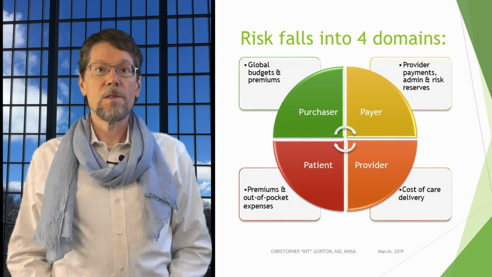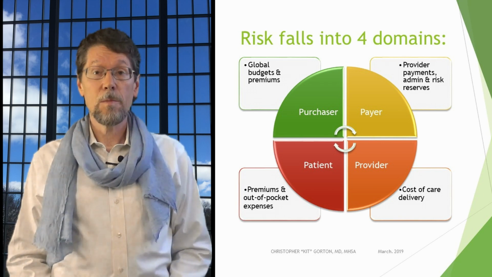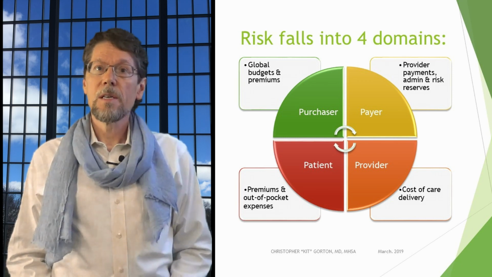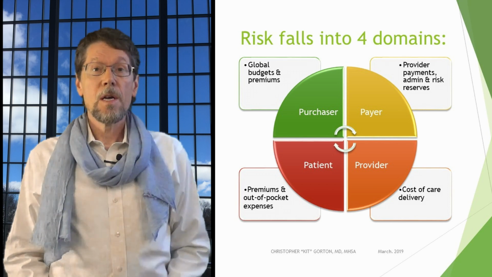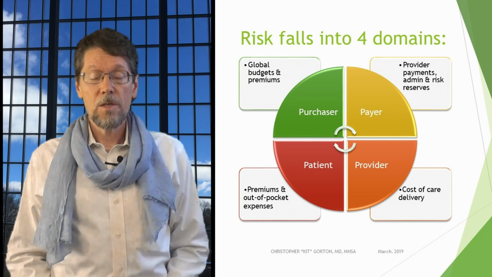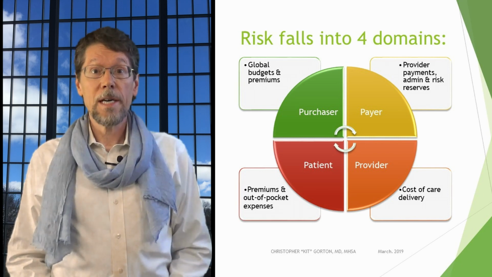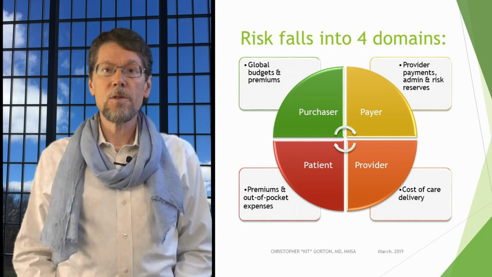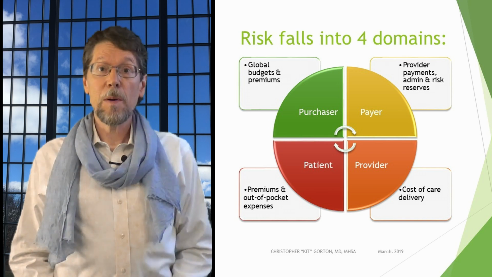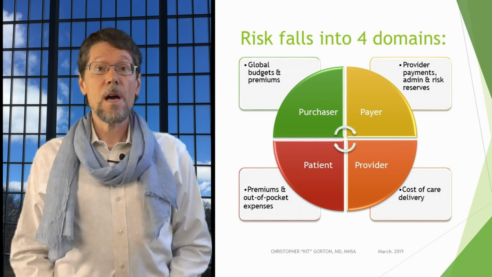The purchasers of insurance, usually governments, employers, and the individuals themselves, determine what the annual healthcare budget is and what benefits can be purchased with that budget. Payers, that's the insurance companies and health plans, determine how much they are able to pay providers and still retain sufficient funds to administer the benefits and build reserves. Providers determine what care they will provide and what it costs to do so. Patients pay their share of premiums as well as out-of-pocket cost sharing. In addition, patients pay for the cost of care which is not covered by insurance.